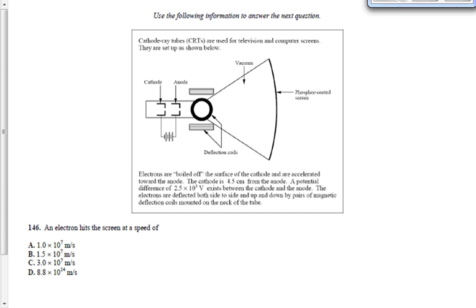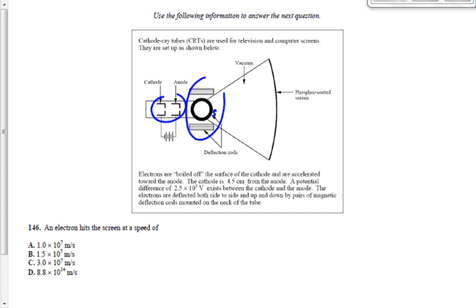It says a cathode ray tube is used in television and computer screens. They're set up as shown below. Okay, and you've got the basic setup here. This looks a little bit different than the diagram that I showed you, but that's okay. Don't worry about that. You've got a cathode, you've got an anode here. Then you've got deflection coils here. So that's essentially the main chamber of the cathode ray tube, where you can deflect the beam of the electrons in any direction you want.